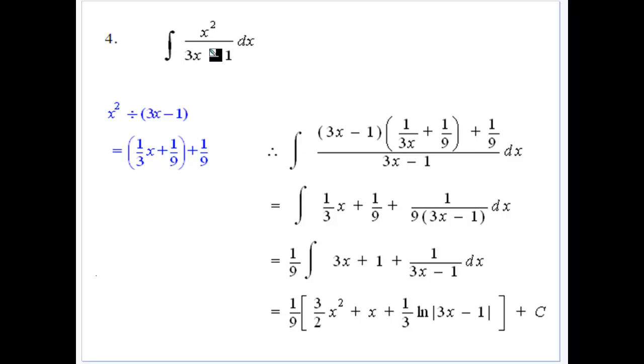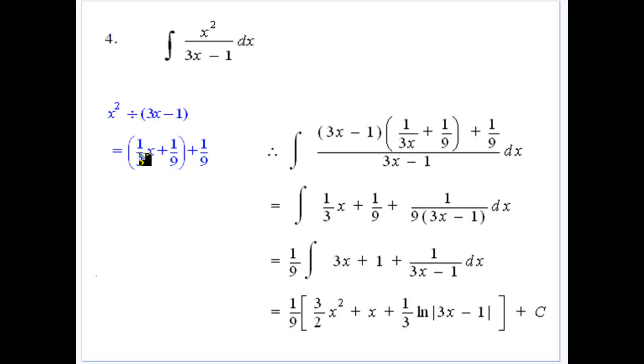So 3x minus 1 going into x squared. This one's a little bit harder. If we look at the polynomial division of this one, so I haven't done the full polynomial division, but if I do that, I get 1/3 of x plus 1/9 plus 1/9. Sometimes you have to do polynomial division. It's just a little bit too hard to try and manipulate.